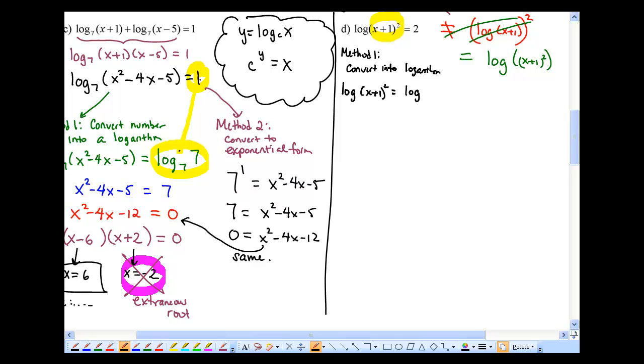Remember, there's no base, so this is base 10. So the base 10 logarithm must be 100. Log base 10 of 100 equals the number 2. And then, of course, you're just going to equate the number portion, so x plus 1 squared equals 100. Going to have to factor.